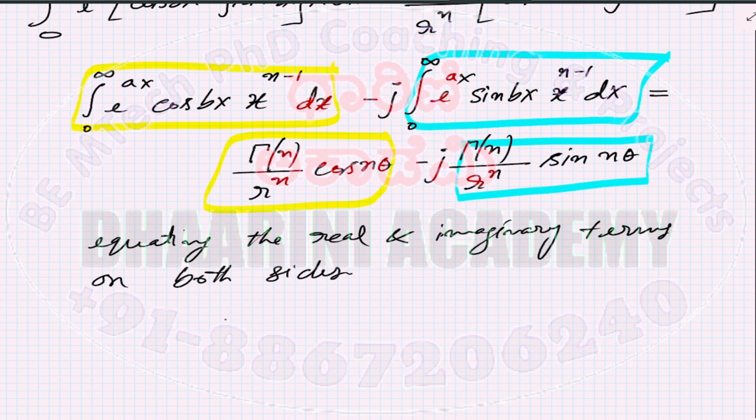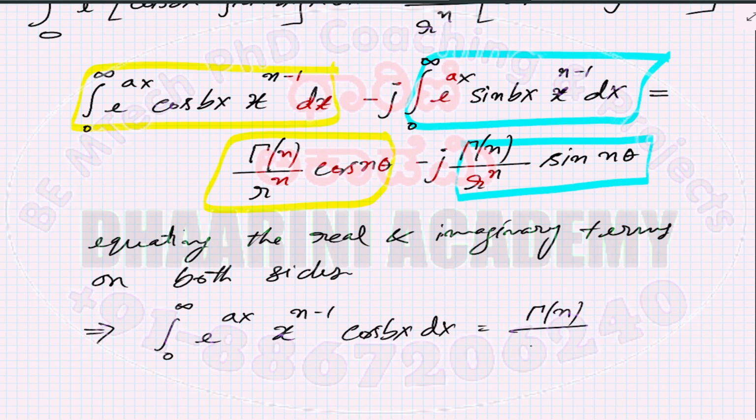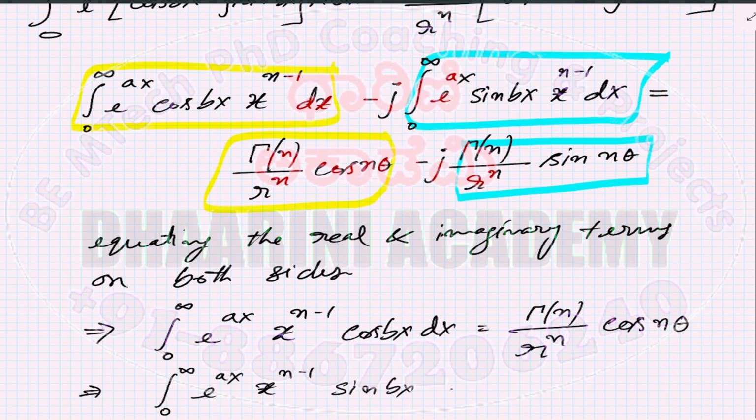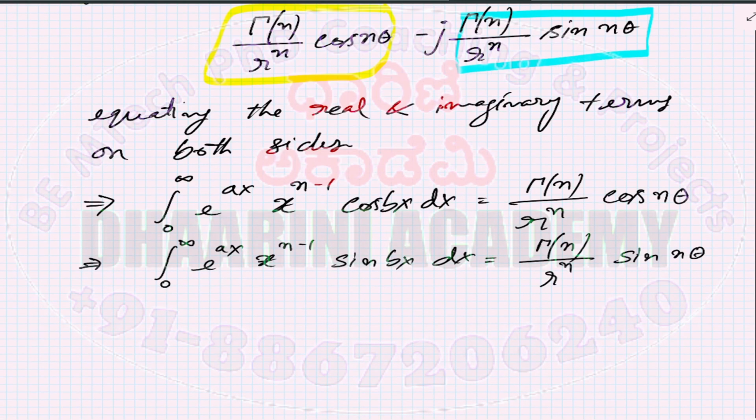When you do that, I'm equating the terms highlighted using yellow color. That implies, the first part, integral 0 to infinity e to the ax into x to the n minus 1 cos bx dx is equal to gamma n by r to the n into cos n theta. Also when you equate the imaginary term, integral 0 to infinity e to the ax x to the n minus 1 sine bx dx is equal to gamma n by r to the n, sine n theta. Hence we got the proof.